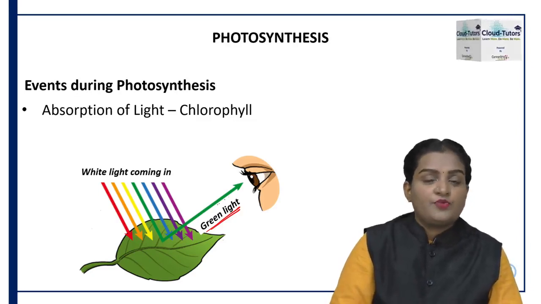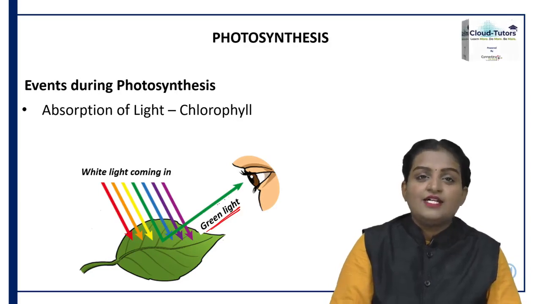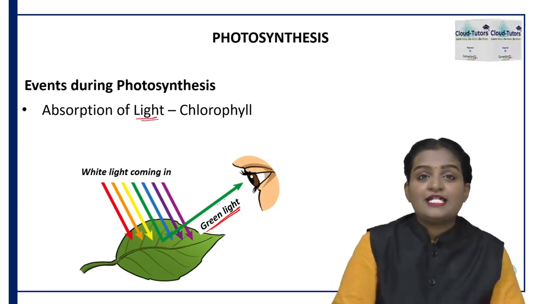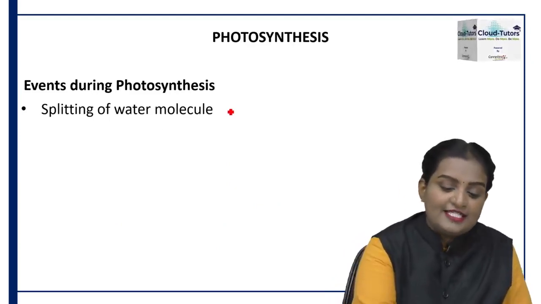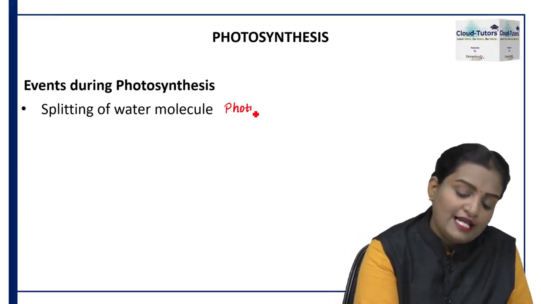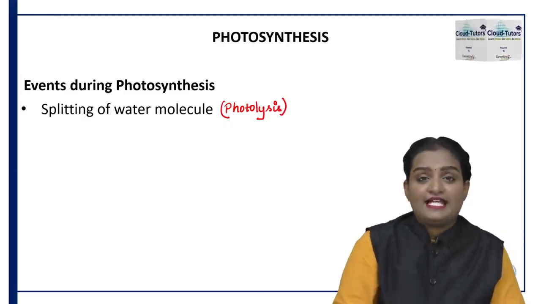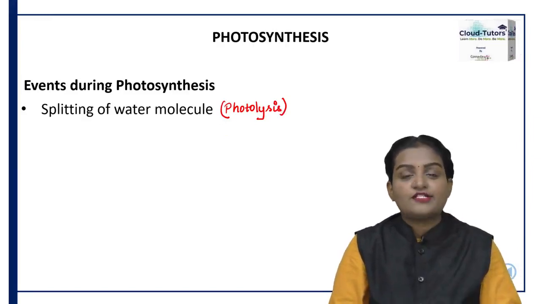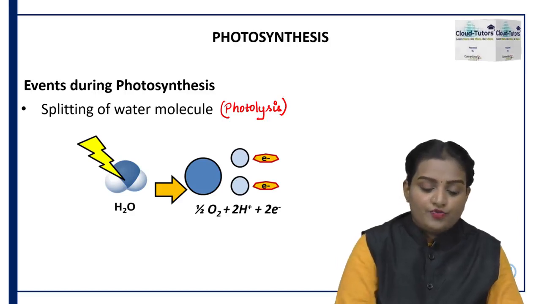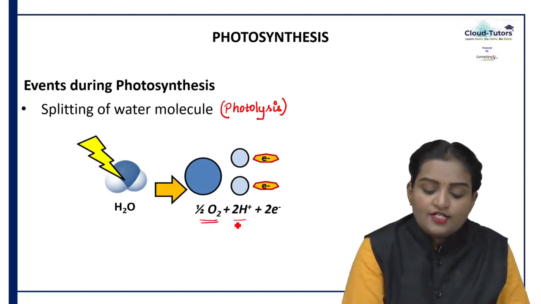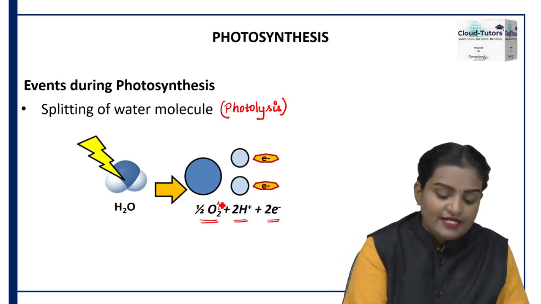After the absorption of light, next is conversion of this energy into chemical form. So this light energy will be utilized in the second step, that is the splitting of water molecule. This is also known as photolysis. Lysis means breakdown. Photo is light. So this is breakdown of a molecule using light energy. Here water will split to produce oxygen, H plus and electron. And obviously oxygen will be liberated out.